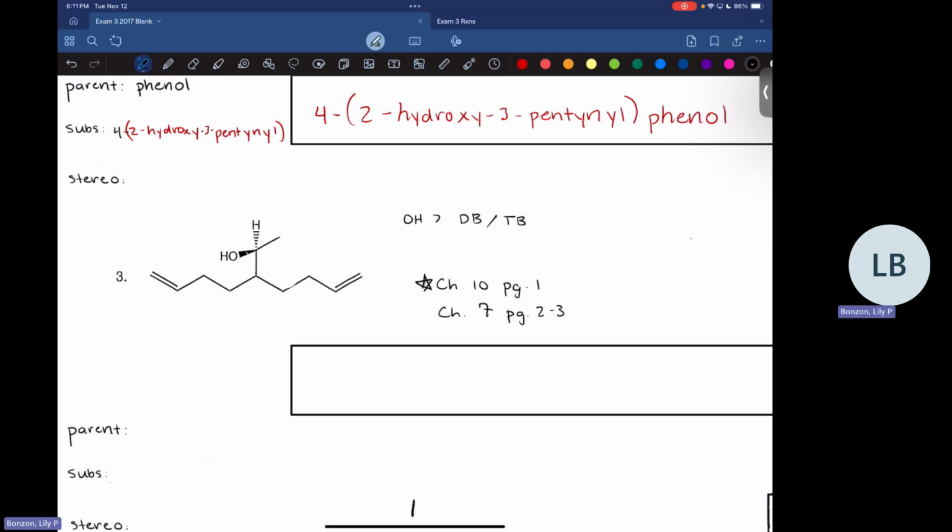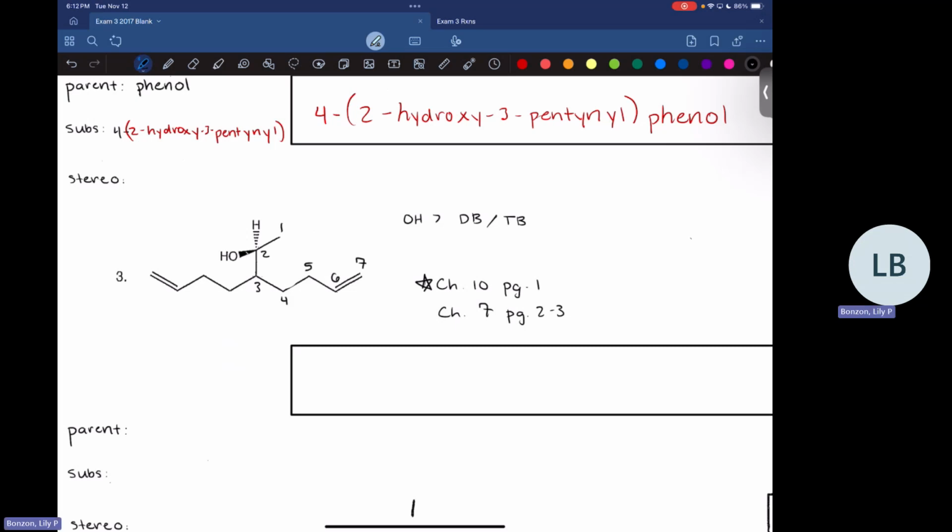So the alcohol is going to get priority over any double or triple bonds that we might have. And so we're going to number the chain starting from the side that would give us the lower number for that parent. So we're going to start numbering from the top. So 1, 2, 3. And if you'll notice, this is symmetrical, so if we go to the left or the right, it'll be the same. So I'm just going to go to the right.